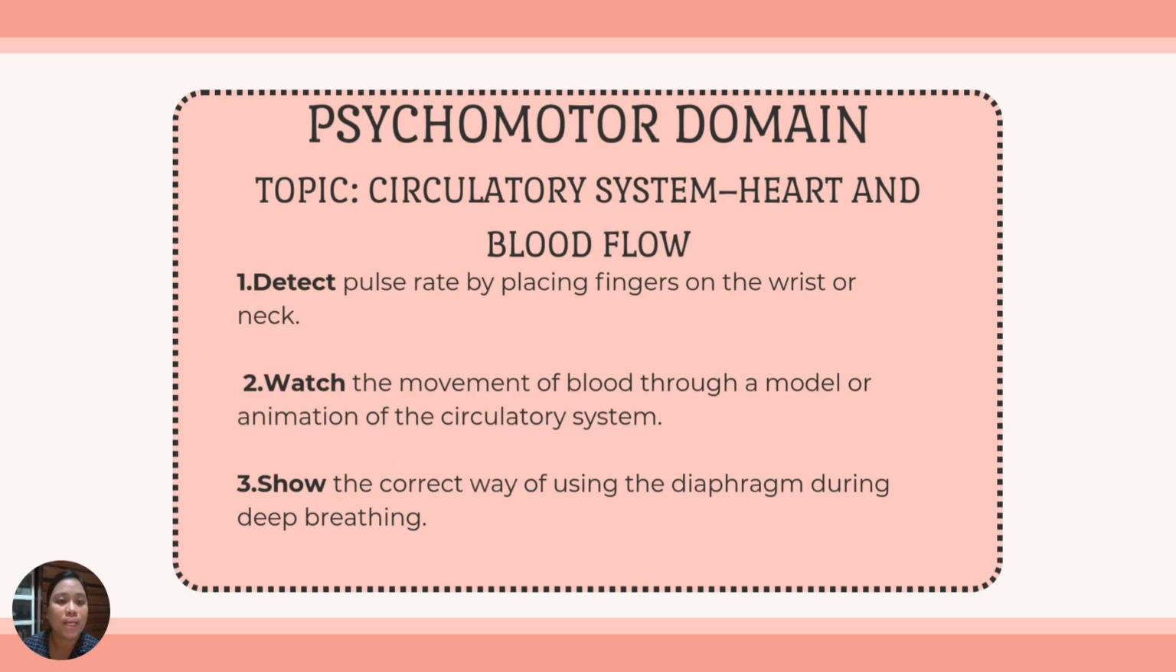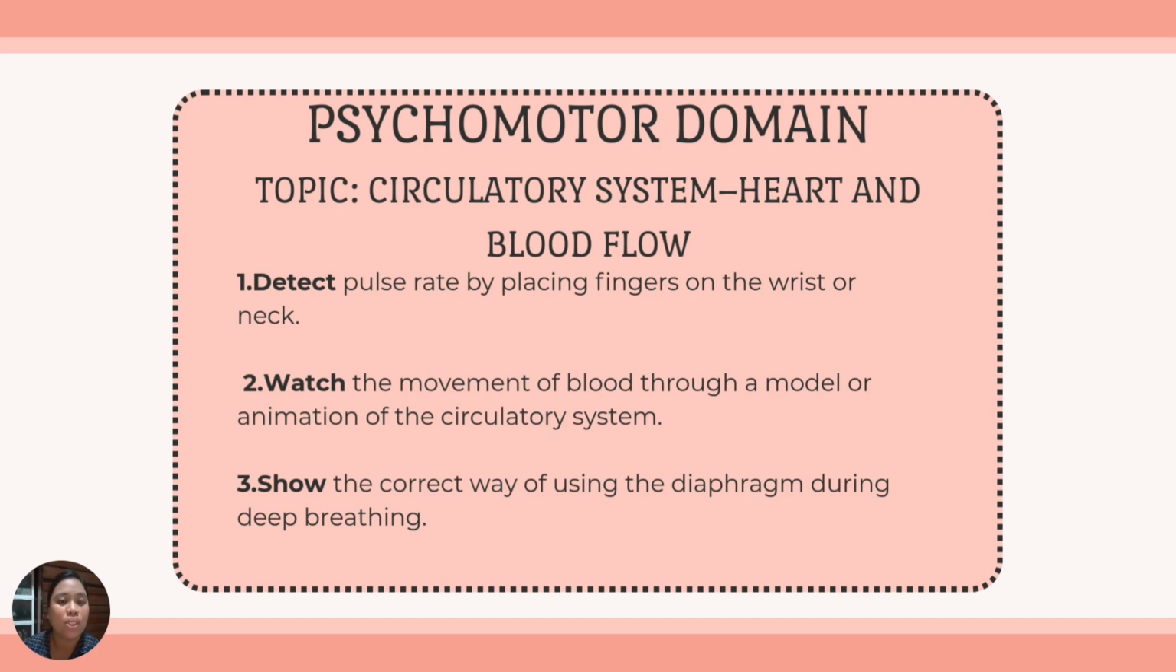And the last category is the psychomotor domain. The topic is circulatory system, heart and blood flow. The first activity is detect pulse rate by placing fingers on the wrist or neck. I use the verb detect, and it belongs to the psychomotor domain because it requires learners to physically locate and feel the pulse using their fingers. This activity involves fine motor coordination and sensory awareness, showing how bodily action is used to observe circulatory function.